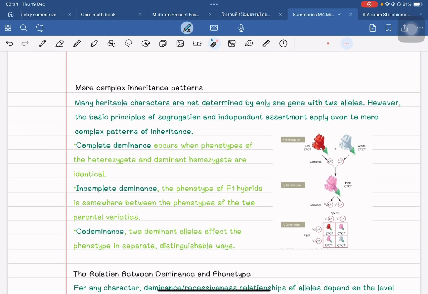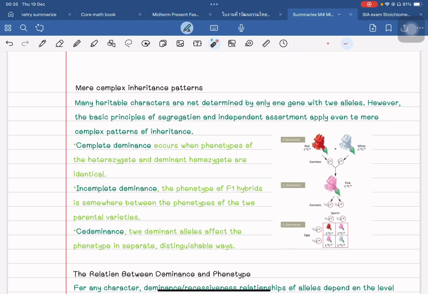Next, now we're going to learn about more complex inheritance patterns, because many heritable characters are not determined by only one gene with two alleles. However, the basic principles of segregation and independent assortment apply even to more complex patterns of inheritance. So we have three types of the complex ones, the first is complete dominance. It occurs when the phenotypes of the heterozygotes and the dominant homozygotes are identical.